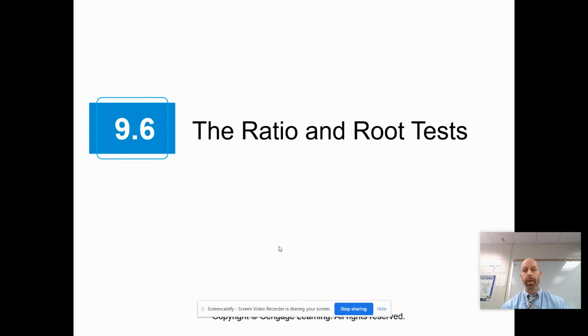Today we're going to look at the ratio and root test. This will be the last test that we look at before we move on to the second half of this chapter, which will be on Taylor series and Maclaurin series.